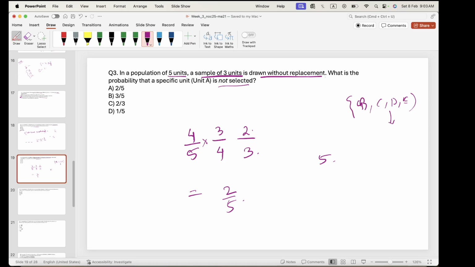And then again, if I move on, one is chosen and thrown out. So now I have 3. The probability of choosing A is 1 by 3 in that case, but of not choosing A is 2 by 3. And since the units are independently drawn because it's a random sample, that's why this is the answer: 2 by 5.